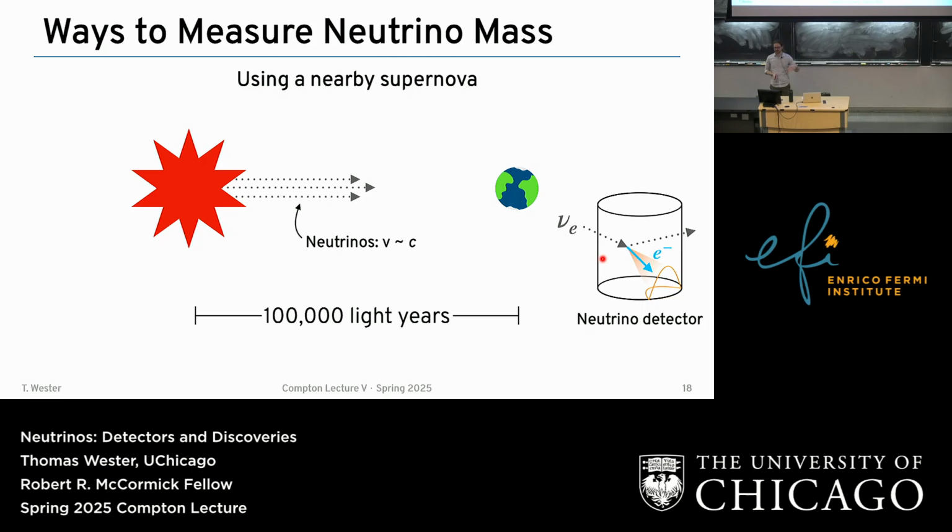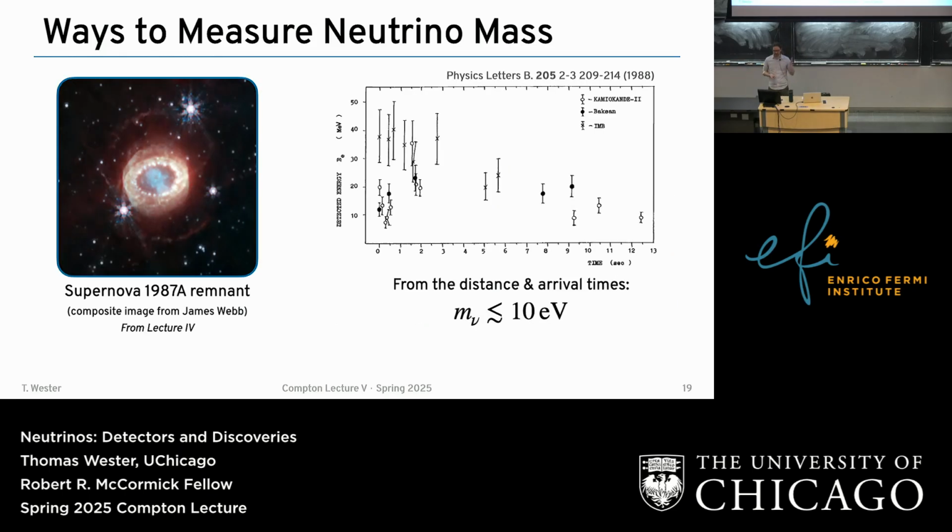Based on the model of the supernova, you can say, okay, I saw all these electrons appear in my detector at this time. Those were caused by neutrinos from the supernova. What could the mass be? And so people have done this using the one supernova that we've detected. This is a picture from James Webb of supernova 1987A, imaged in different colors to make a kind of composite image. And this is all of the world's neutrino data that we have from this one supernova.